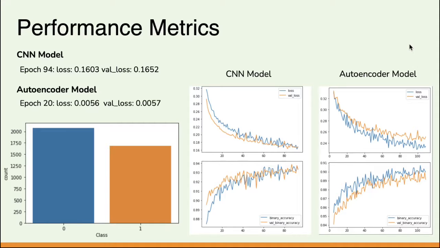Our CNN model at the final epoch 94 showed a loss value of 0.1603 and a validation loss of 0.1652. Our autoencoder model at its final epoch 20 showed a loss value of 0.0056 and a validation loss value of 0.0057. From the graphs on the side, you can see that both models showed decaying functions when displaying the loss values over time and an exponential function for the accuracy over time. So we know that accuracy improved and the loss value went down for both models, and they're both effective.